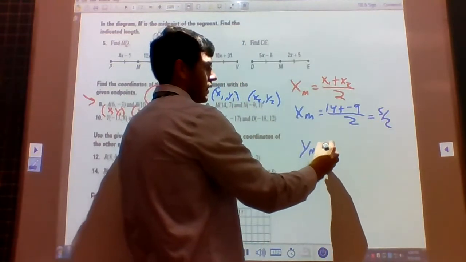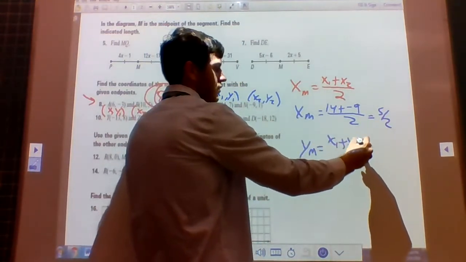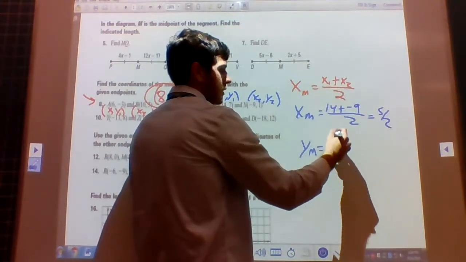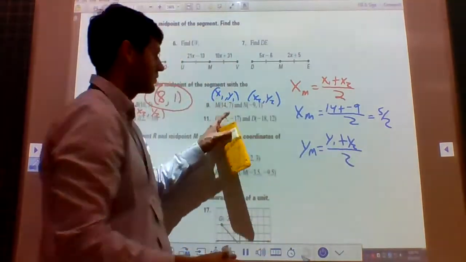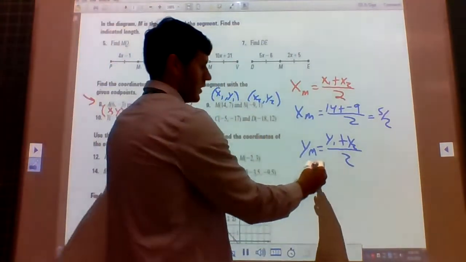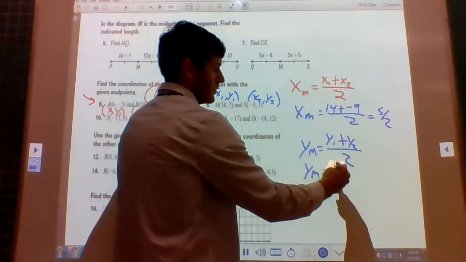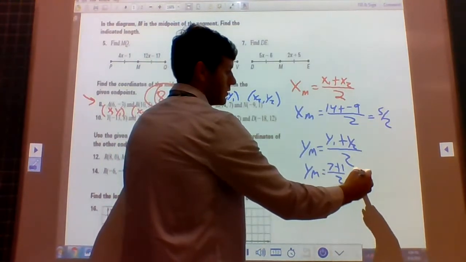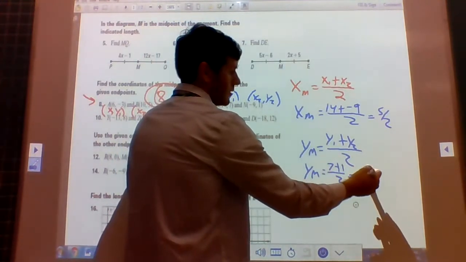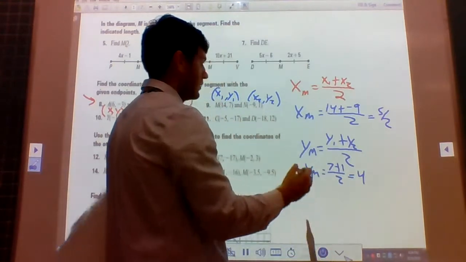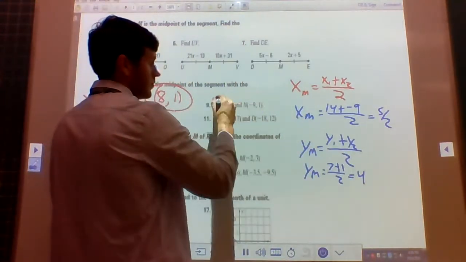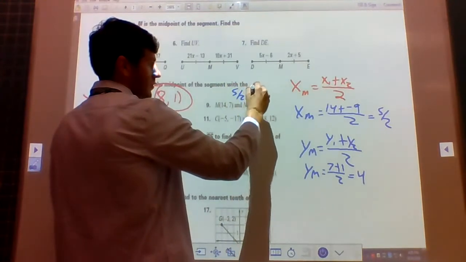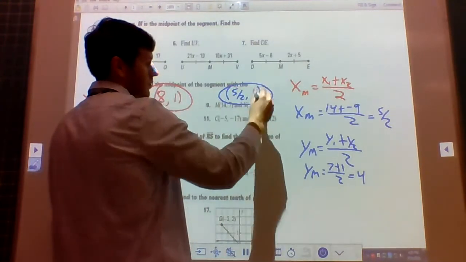And we also know ym equals y1 plus y2 over 2. The 2 y coordinates are 7 and 1. So ym is going to be 7 plus 1 divided by 2, which is 8 divided by 2, which is 4. So our coordinate here is going to be 5 halves, comma 4.